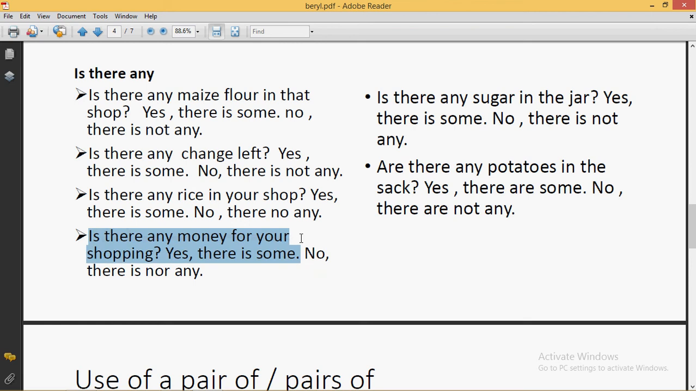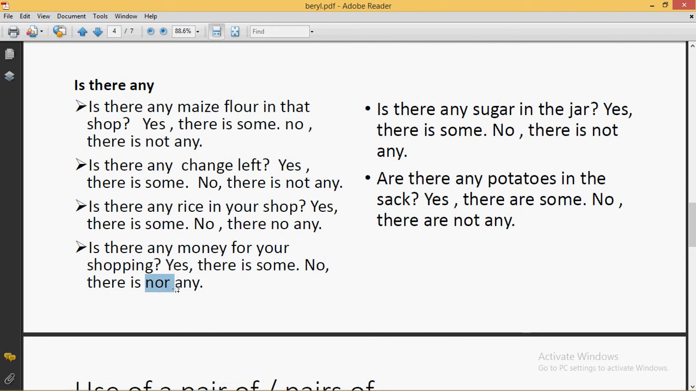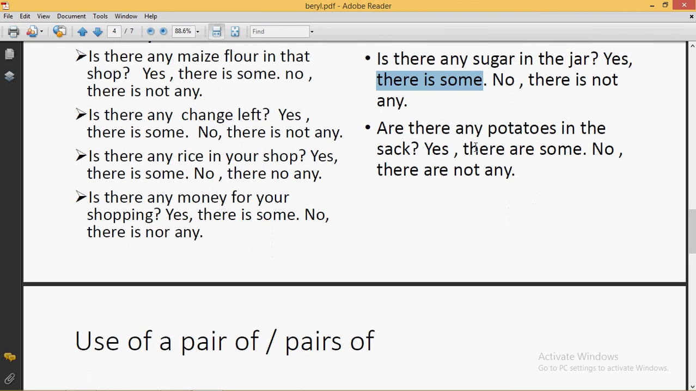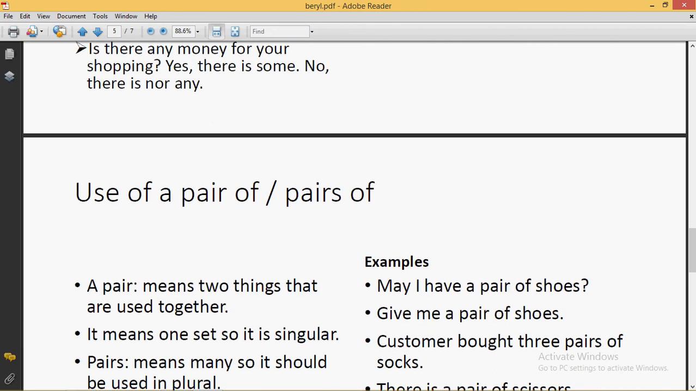Is there any money for your shopping? Yes, there is some. Or no, there isn't any. Is there any sugar in the jar? Yes, there is some. Or no, there isn't any. Are there any potatoes in the sack? Yes, there are some. Or no, there aren't.